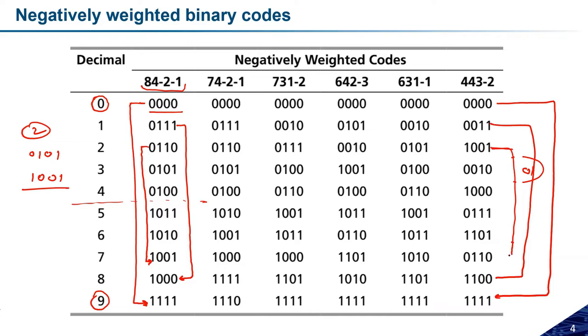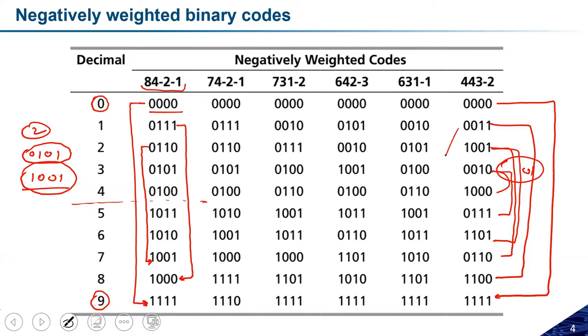This one is complementary to this one, and so on. If we see here, each digit, each number, is complementary to each other. If I consider the other case, instead of 1001, if I consider 0101, then the number will become non-self-complementary. So it depends on whether you want to make it a negatively weighted code as well as self-complementary, then you have to use 1001. Otherwise, you can use 0101.